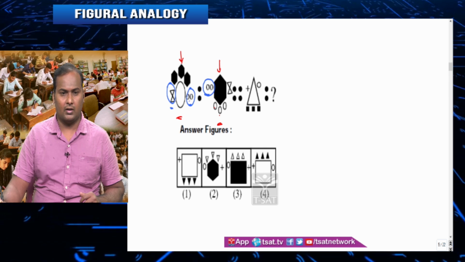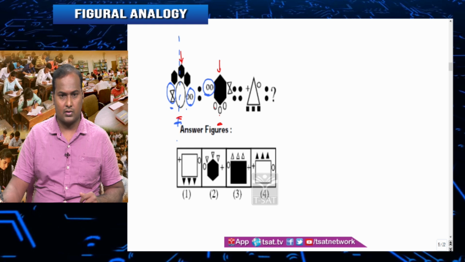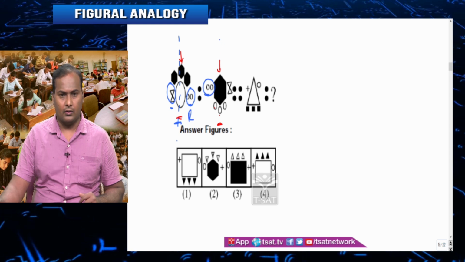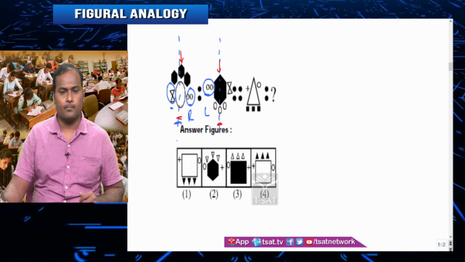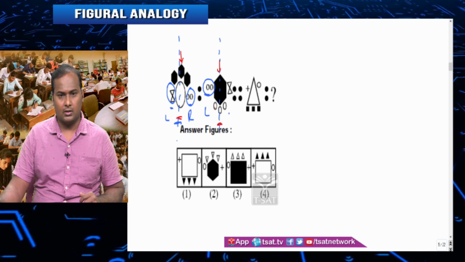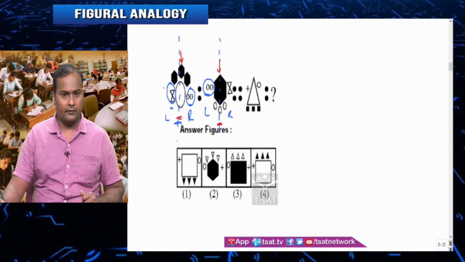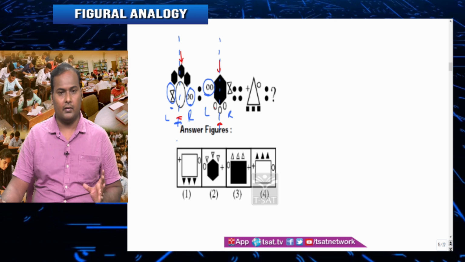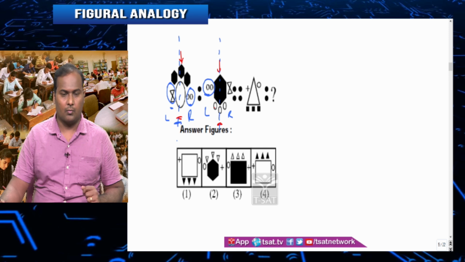So initially, whatever the initial figure, it was on the right side. You can see this one, it was on the right side. Now if you consider with respect to this line, it came onto the left side. And the other figure which was on the left side, now it came to the right side. So top position, bottom position, left side and right side, everything is changing in this particular figure. That is the reason it looks a bit complex.